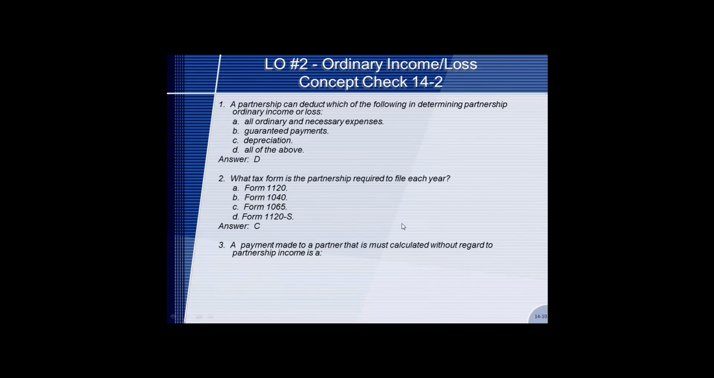Answer is C. A payment made to the partner that must be calculated without regard to income is a partner salary, partner withdrawal, a loan, or a guaranteed payment. This would be a guaranteed payment.